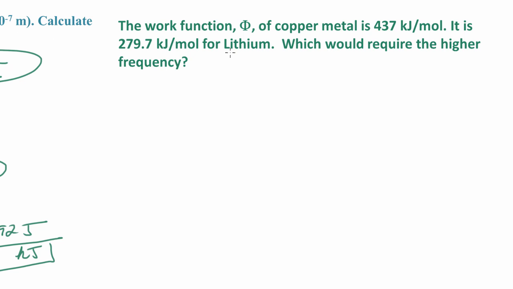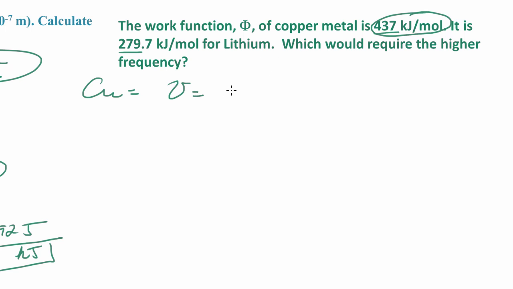Well, that would be copper metal. It takes 437 kilojoules per mole of electrons. Lithium, 279. So it's going to take more energy to remove electrons from copper metal than it would from lithium metal. So obviously the copper metal would require the higher frequency of light. Let's go ahead and take a look at what that frequency of light would be. So for copper metal, we're given the energy here, so we can determine the frequency.